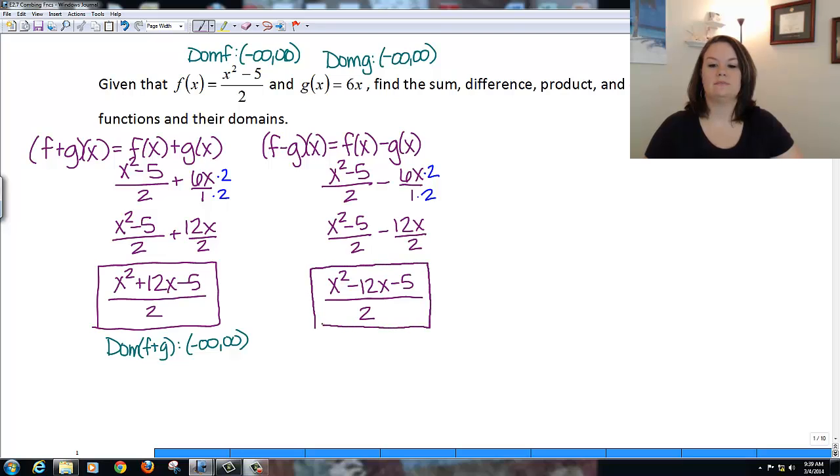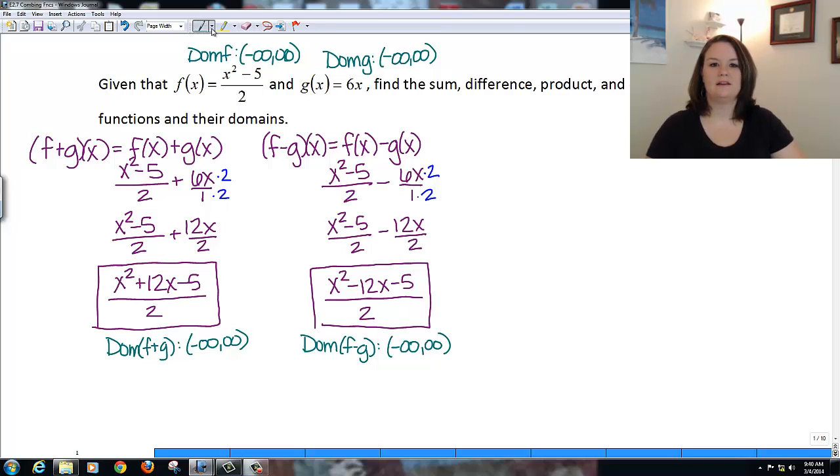Then I just need to list my domain. Again here, since I'm combining two functions that have a domain of negative infinity to positive infinity, I should still have that same domain unless I've incurred a new restriction by combining those. So here I have to check, do I have a variable denominator? Here I do not. And do I have an even root? Which again, I do not. So that means that the domain of f minus g is still negative infinity to positive infinity.